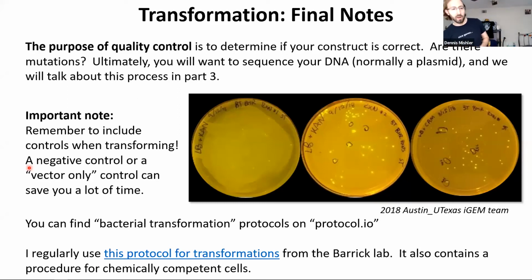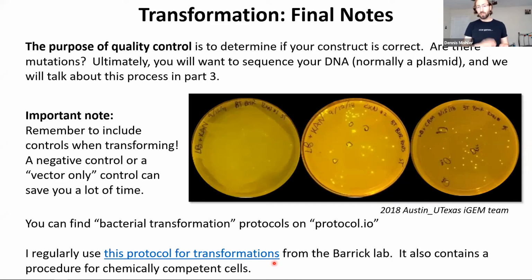Now, earlier I gave you that link to the Fisher website. There's also protocol.io. This has lots of protocols on it. If you were to search for bacterial transformation, you'd find some protocols there that might be more applicable for what you're doing. I regularly use this protocol for transformations from the Barrick lab, and this also contains a procedure for making chemically competent cells. The reason why I like chemically competent cells sometimes is that they're a lot cheaper.